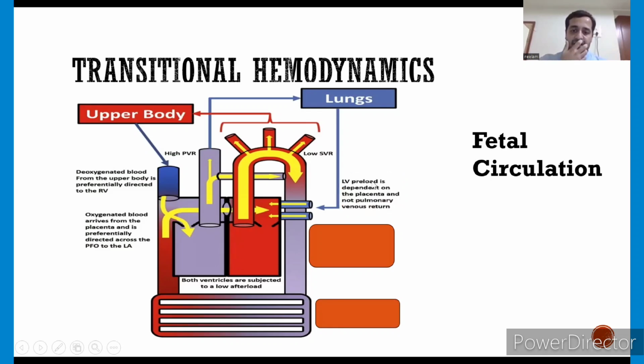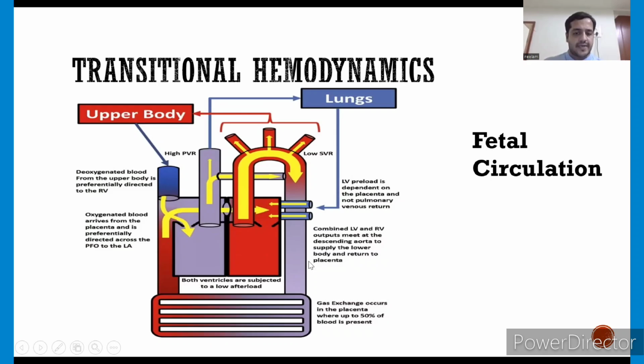And the LV preload, the blood which is coming to the left ventricle from the LA, is not coming from the lungs, it is mainly coming through the placenta. Because from the placenta blood is coming to the RA, and from RA it is going to the LA and from there to the LV. Here the lungs have no role. And the combined output comes to the descending aorta and from there it enters the placenta, and gas exchange occurs at the level of placenta but not at the level of lungs. And placenta, mind you, holds up to 50% of the blood.